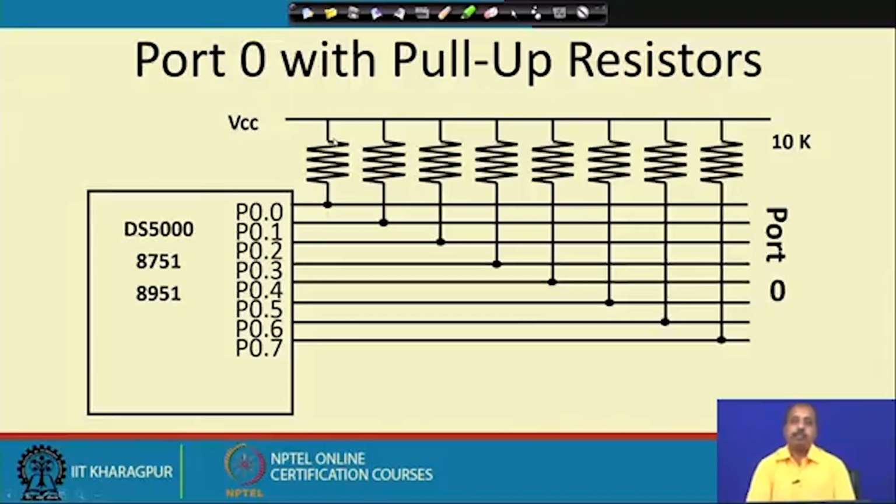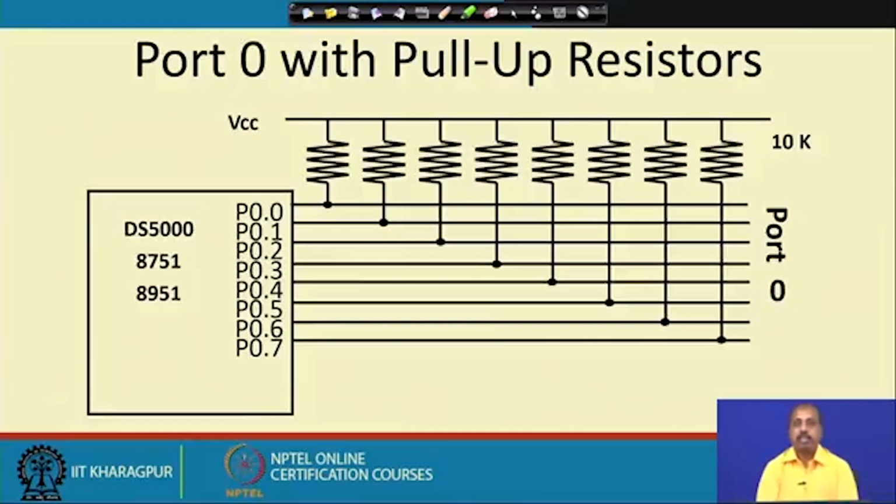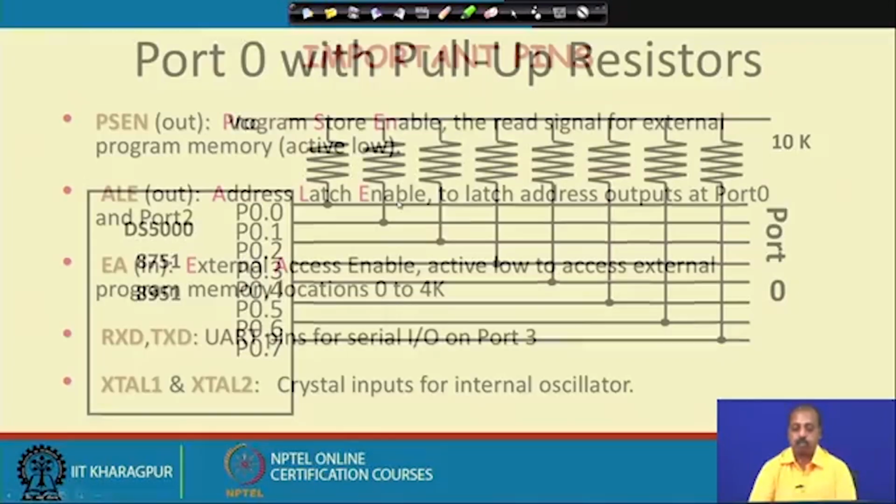This is helpful because if you want to drive some high load from port 0, you can do that. Otherwise, if you are doing it from other ports, the drive current is limited, so you cannot drive a high current through that. If you want a high drive current, you can connect the device to port 0 through these pull up resistors, and as a result you can put high current onto those devices.